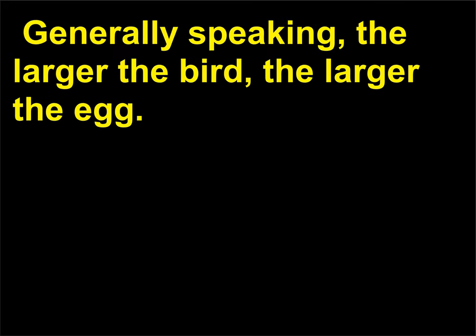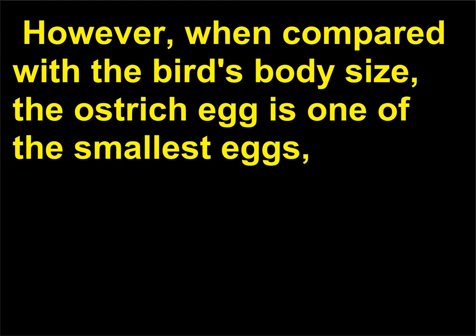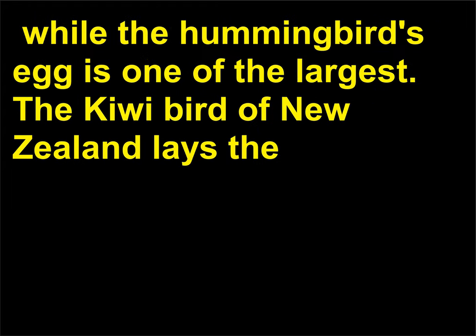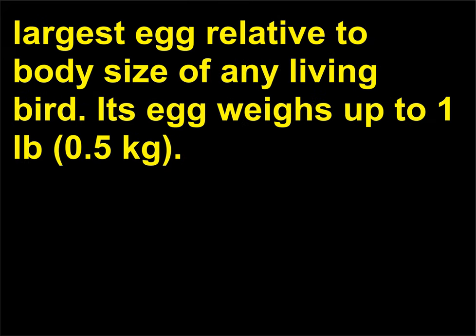Generally speaking, the larger the bird, the larger the egg. However, when compared with the bird's body size, the ostrich egg is one of the smallest eggs, while the hummingbird's egg is one of the largest. The kiwi bird of New Zealand lays the largest egg relative to body size of any living bird. Its egg weighs up to 1 pound, 0.5 kilograms.